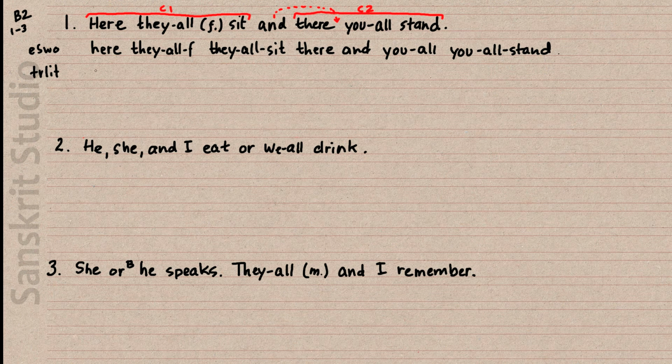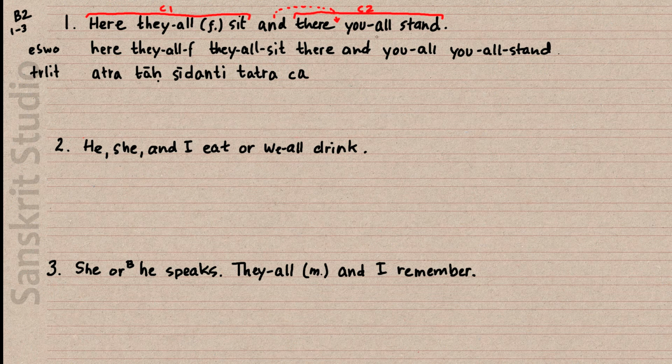So we have atra for the adverb here, and tāḥ is the pronoun. Sitting, they are sitting. Okay, sīdati, but it's third person plural, sīdanti. So they all are sitting, and then comes there, tatra, adverb, and then the conjunction ca.